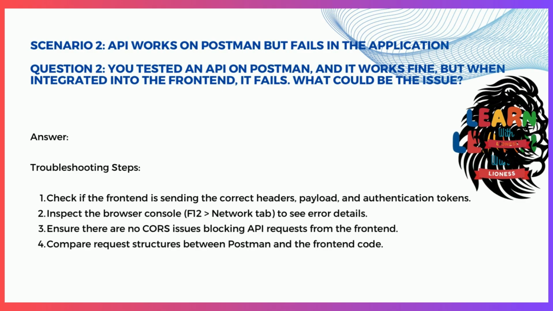Scenario 2, API works on Postman but fails in the application. Question 2, you tested an API on Postman, and it works fine, but when integrated into the frontend, it fails. What could be the issue? Answer. Troubleshooting steps. 1. Check if the frontend is sending the correct headers, payload, and authentication tokens.